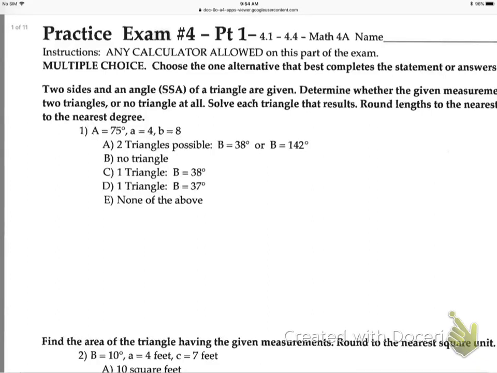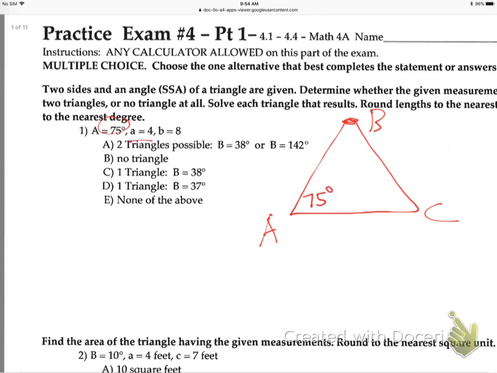All right. So number one here. So they're giving me some information. So you wouldn't even really need to read all those words. Just make an ABC triangle and then say A is 75 degrees. And then little a is 4.